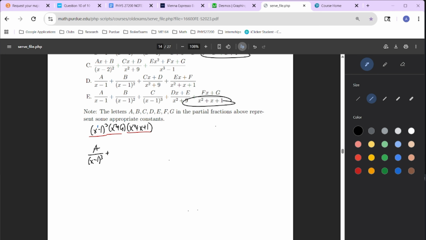So that would be plus b over x minus 1 squared, then plus c over x minus 1. So this one is done. We can cross that out. Then we move on to x squared plus 9. Well, x squared plus 9 can't be factored anymore.